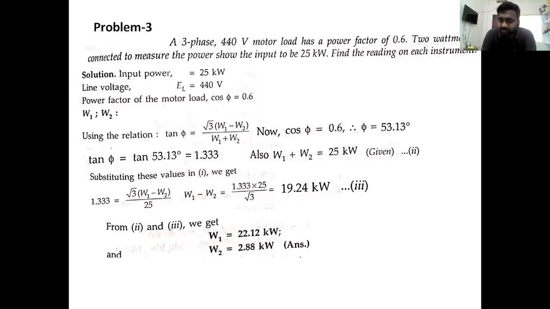Did you people get similar answers? Let me know in the chat box. Is this problem clear, or is anyone having any doubt with it?